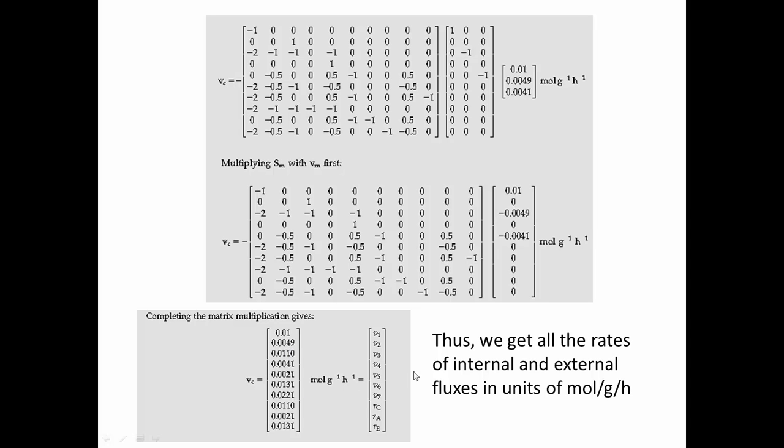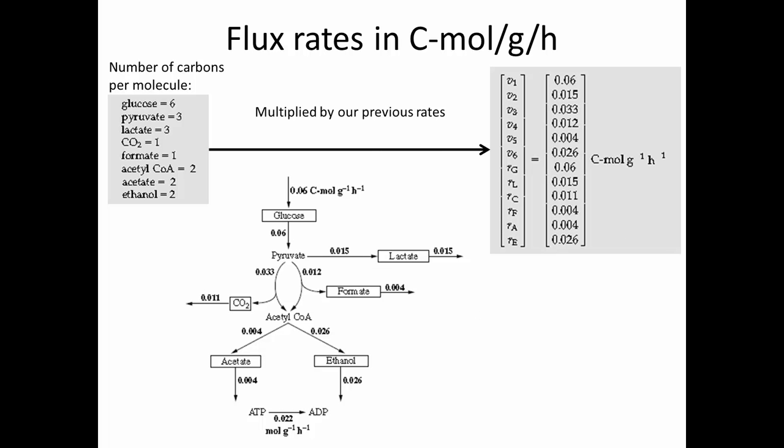We populate them with numbers, our V1 all the way to V7, our RC, our RA, and our RE. Here they all are in units of moles per gram per hour, because that's what we started in. We can turn those into rates of C-moles per gram per hour by just multiplying each of the rates by the number of carbons involved. So if we're looking at glucose, we can multiply by 6. Pyruvate, we multiply by 3. If we're talking about lactate formation, we multiply that by 3.